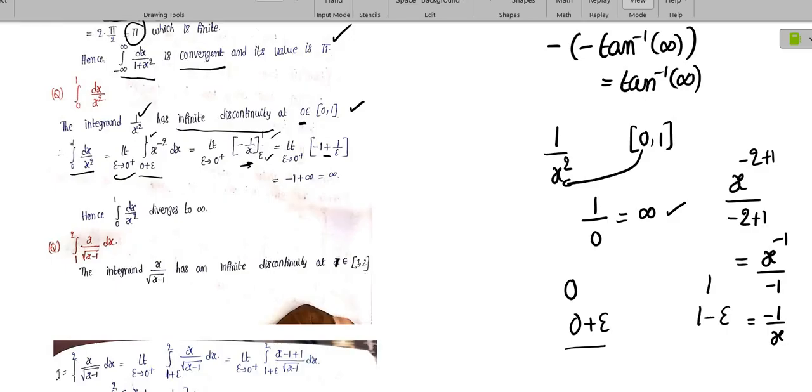Now I am substituting epsilon as 0 plus. That means 0 only I am substituting. 1 by 0 is infinity. Minus 1 plus infinity is infinity. Here I am getting infinity. That's why it diverges to infinity.